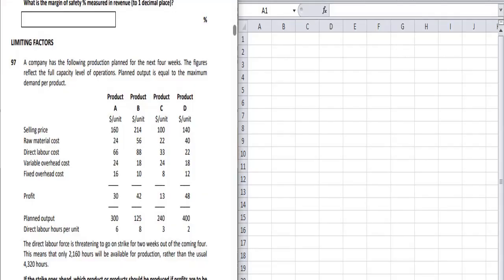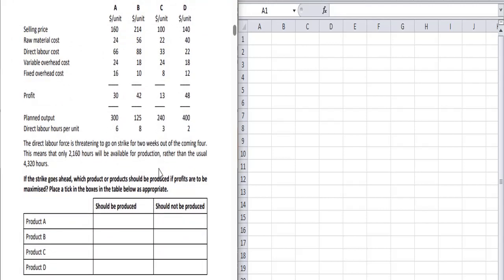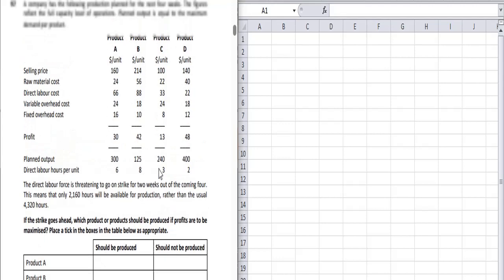So in this video we will be doing a limiting factor question from the Kaplan kit of F5. The first question is: if the strike goes ahead, which product or products should be produced if profit is to be maximized? So let's read out the scenario.